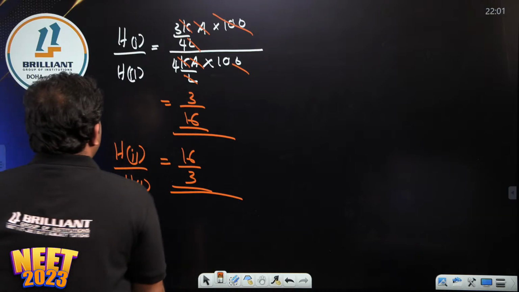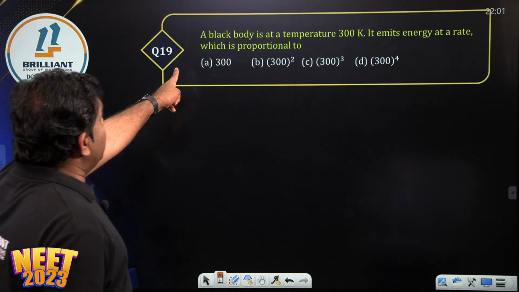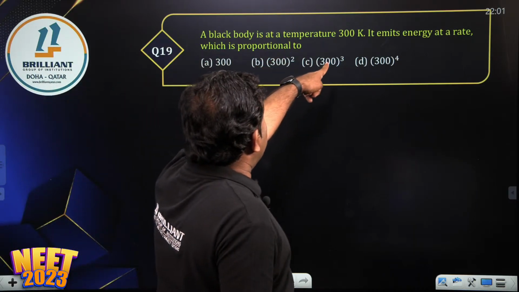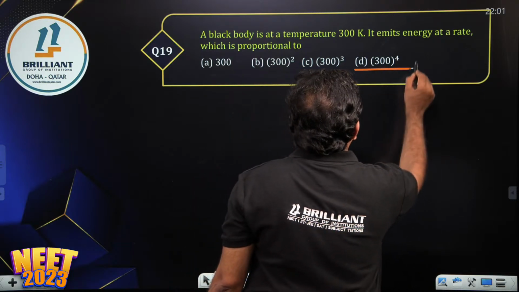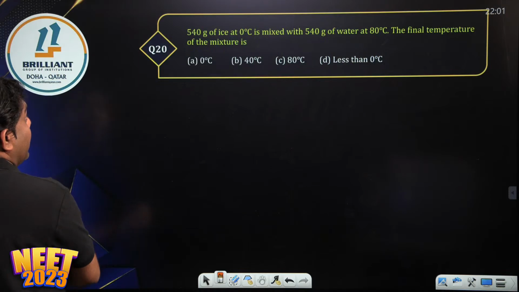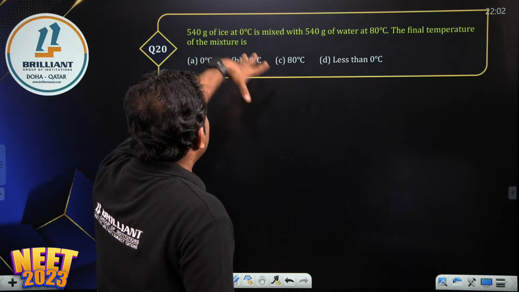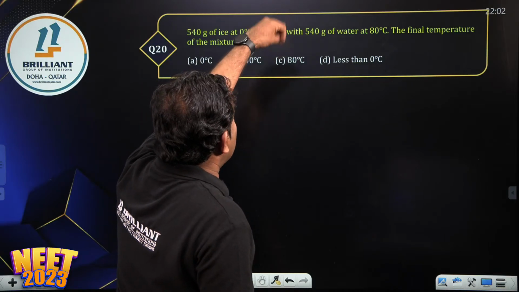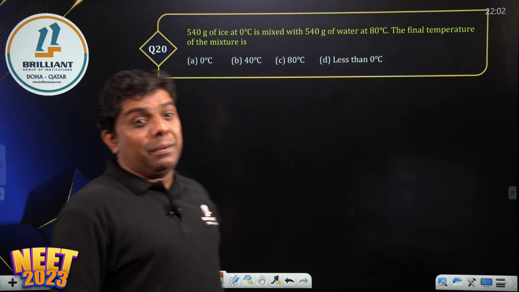Here area is different. The last question that we are trying, an easy question: black body at a temperature of 300 Kelvin, which is proportional to 300 raised to 4. Direct question, that is T raised to 4. Now the next one: 540 gram of ice at 0 degree mixed with 540 gram of water at 80 degree. The final temperature of the mixture is?